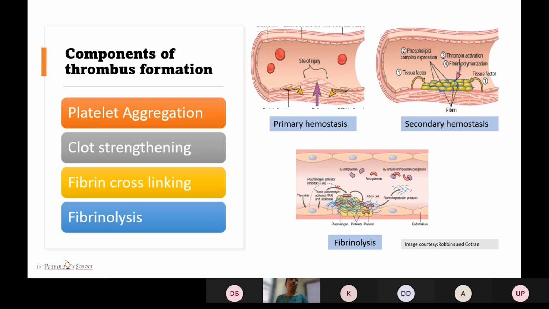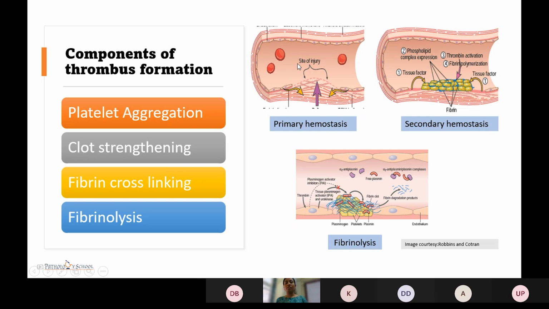We all know that hemostasis is a normal physiological mechanism in the body to keep the blood in the fluid state, and it involves interaction between platelets, plasma proteins, and blood vessels. Here, it includes primary hemostasis, secondary hemostasis, and fibrinolysis.